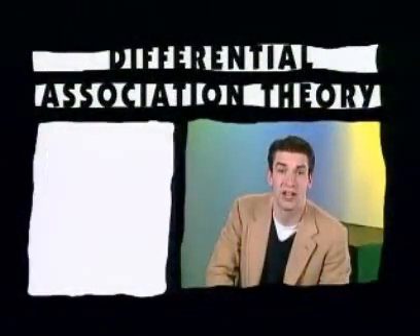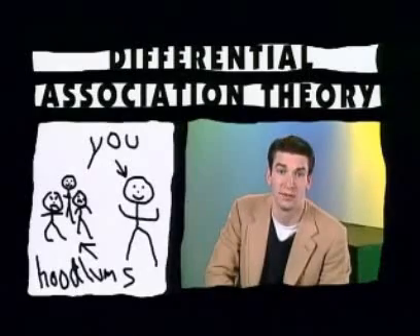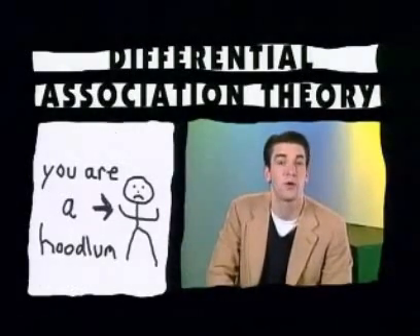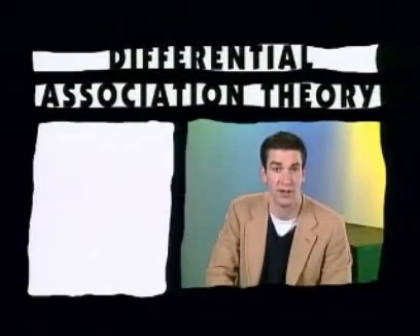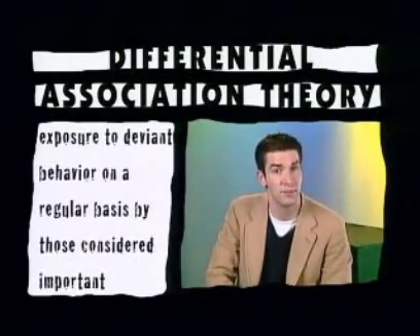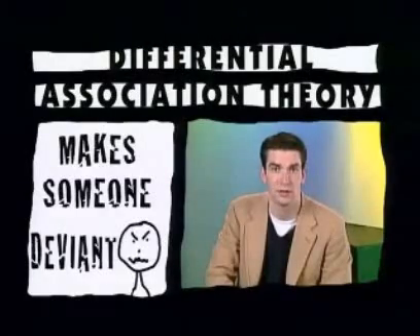This theory is suggesting that if you hang out with a gang of hoodlums, it is likely that you will also act like a hoodlum or become a hoodlum. Now, according to the differential association theory, being exposed to deviant behavior on a regular basis by those who are considered important is what makes someone deviant.